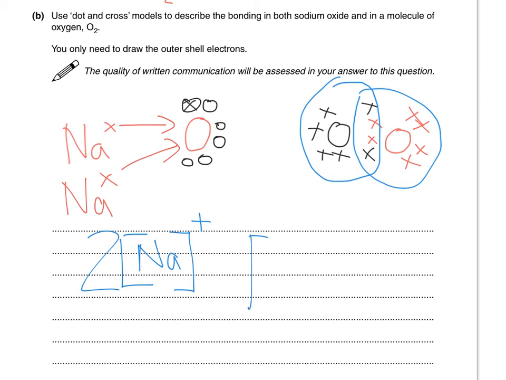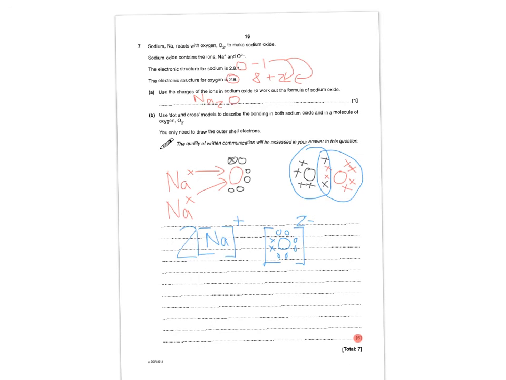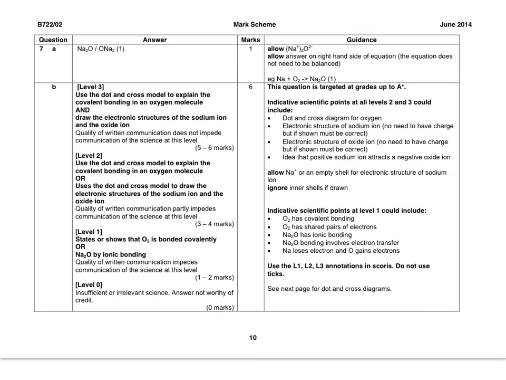And with oxygen, the negatively charged one, the one that's gained the electrons, you need to draw the electrons on the outside. So there they are. But it's going to have a 2 minus charge, and only one of them. And there's your 6 marks. Nice, easy way to get a good 6 marks there, guys. So, onward and upward.